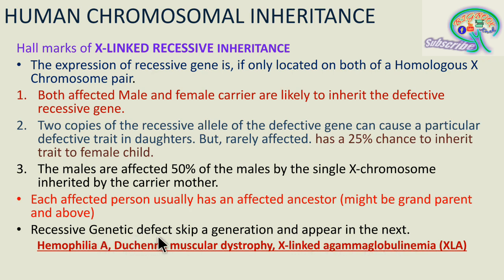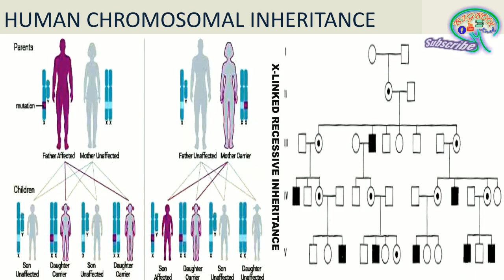This is the same point as in autosomal recessive, which we have discussed. The examples are Hemophilia A, Duchenne muscular dystrophy, that is DMD syndrome, and X-linked agammaglobulinemia, XLA, which is a kind of immune deficiency. Now we will discuss the points. Here this is the male, this is the female.